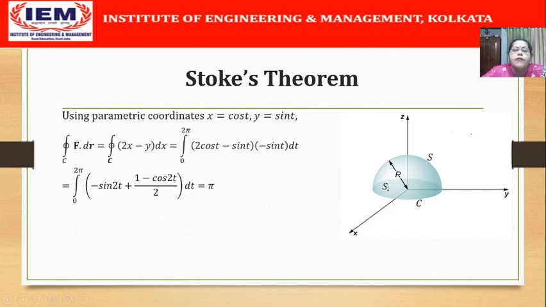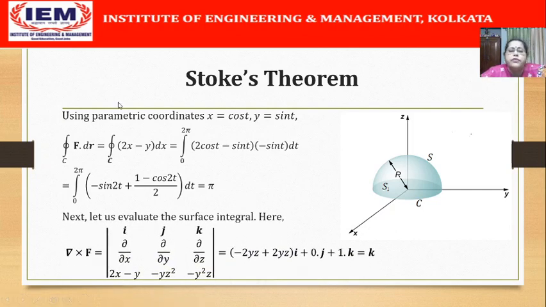Let us now proceed to evaluate the surface integral, and therefore first we need to calculate the term del cross f, or curl f. So curl f, as per the formula, is the determinant with i, j, k, del del x, del del y, del del z, and here we have the components of the function f: 2x minus y, minus yz squared, minus y squared z. So let us now calculate this. With i, we will have del del y of minus y squared z, which gives us minus 2yz, minus del del z of minus yz squared. So we will get plus 2yz.